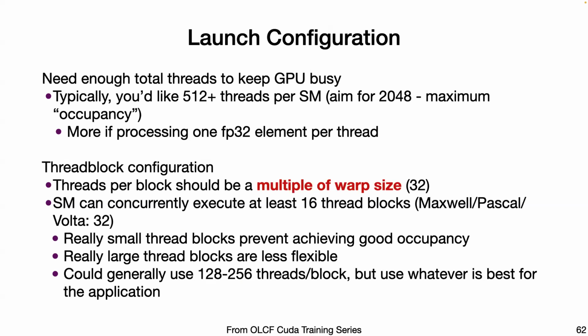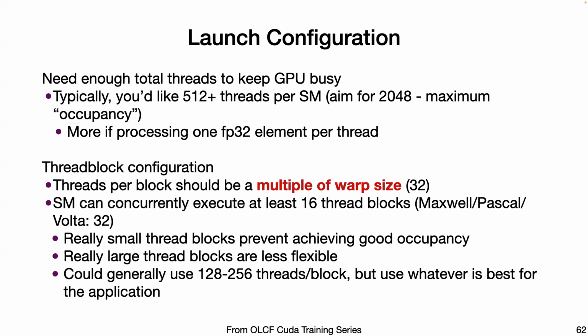So how do you determine the thread blocks, like threads per block versus number of blocks? The threads per block should be a multiple of the warp size, because if it is not, you still have to spawn the warp, but you're just wasting the threads at the end of the warp, because the minimum unit of anything you can do on the GPU is 32. And the SM can execute at least 16 thread blocks. On more advanced ones, you can do up to 32.